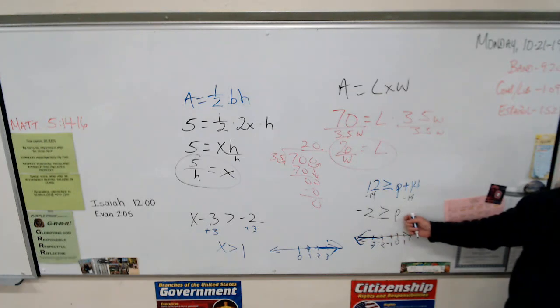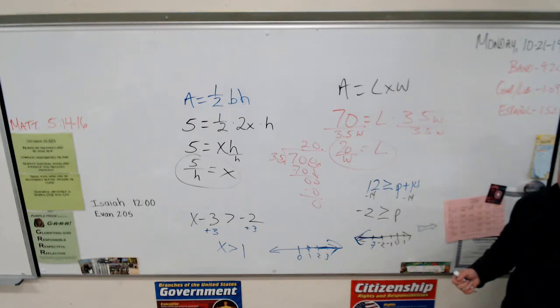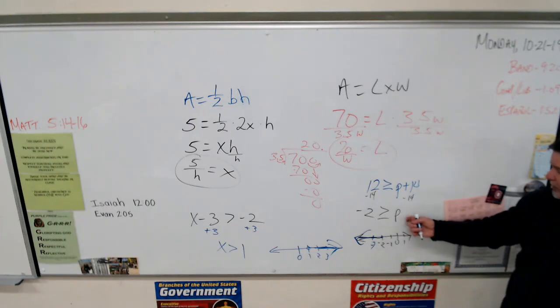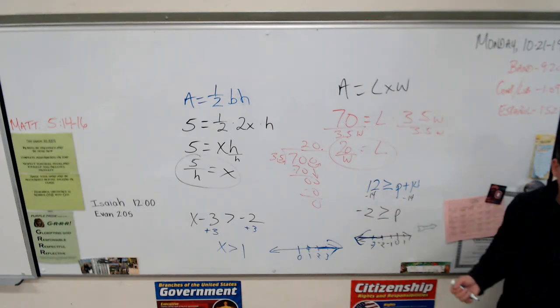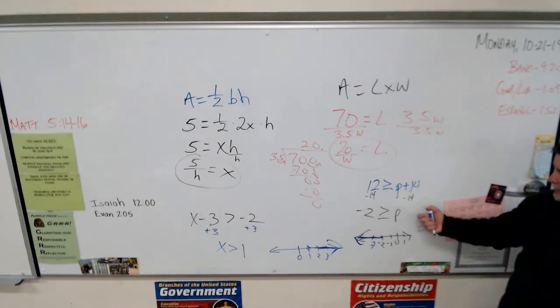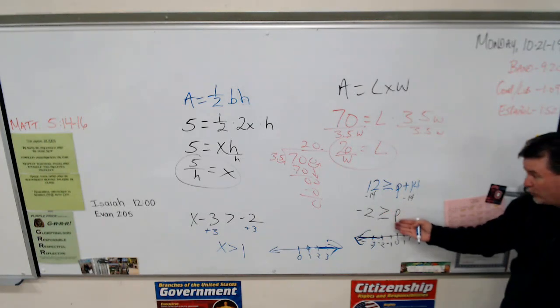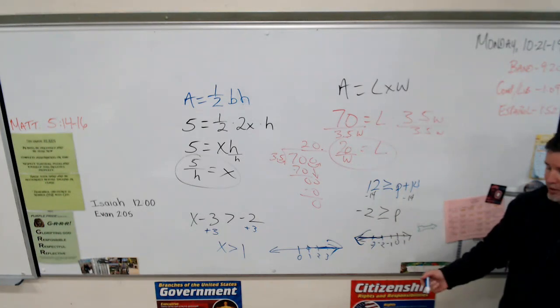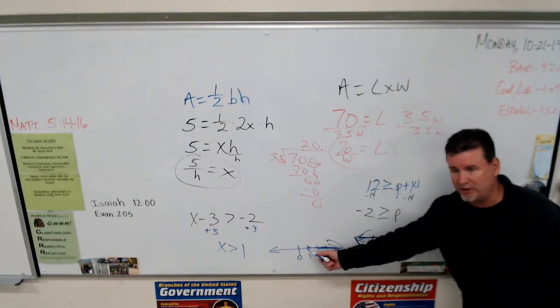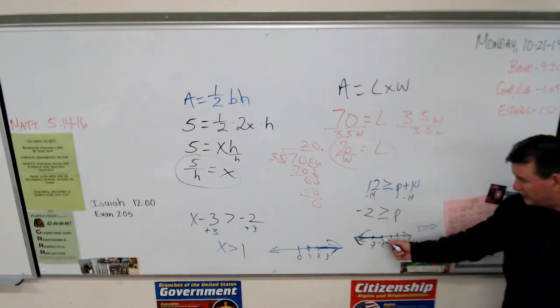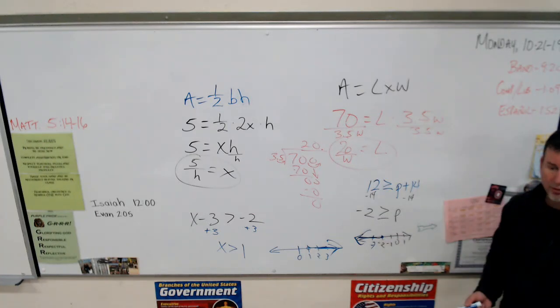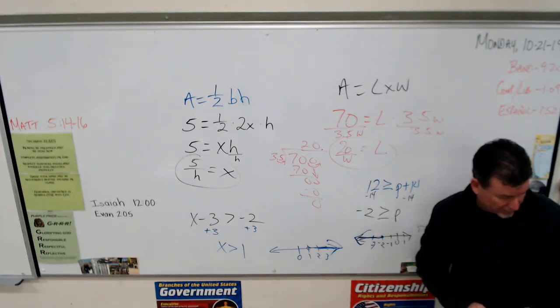What if P was negative 4? Is negative 4 less than negative 2? What if P was negative 126? Is negative 126 less than negative 2? What if P was negative 2? Is negative 2 less than or equal to negative 2? So when you graph it, if it's not equal, it's an open circle. If it's less than or equal or greater than or equal, it's a closed circle because it includes that number.